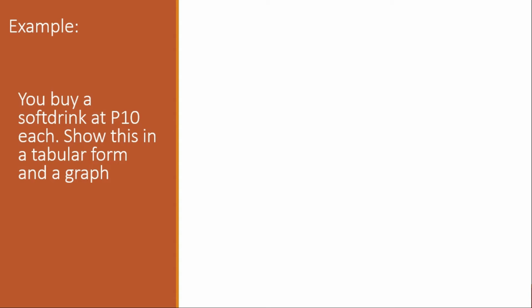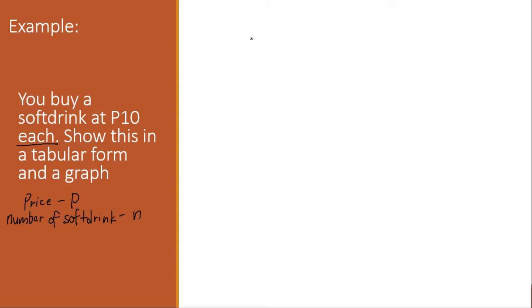So first example, you buy a soft drinks at 10 pesos each. Show this in a tabular form and a graph. So ang sabi dito sa problem, we have a soft drinks na nagkakahalaga ng 10 pesos each. So meron tayong variable na price. Pwede natin yung isulat as P. Tapos meron din yung each. So that is a number of soft drinks, and it can be written as N.